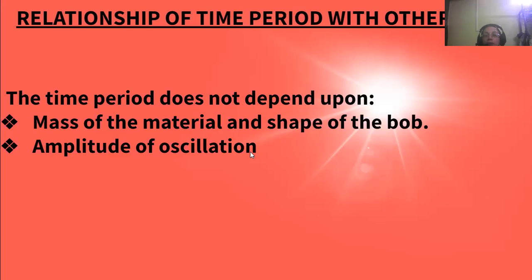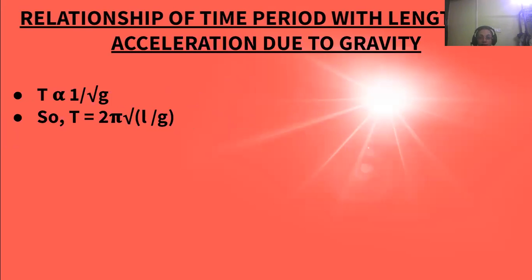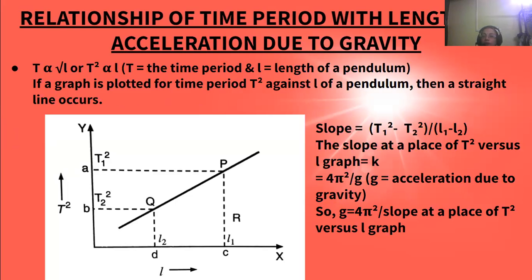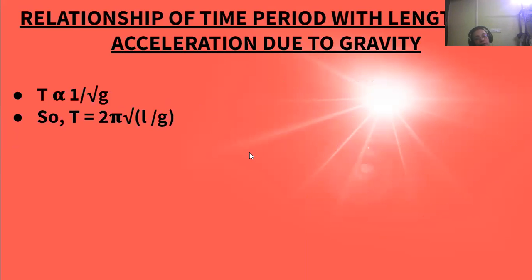Next, the time period does not depend upon the mass of the material, the shape of the bob, or the amplitude of oscillation. It does not depend on these. It only depends on the length and acceleration due to gravity.